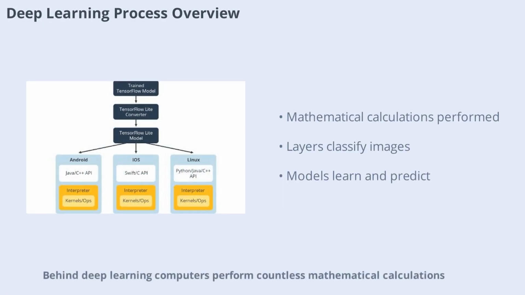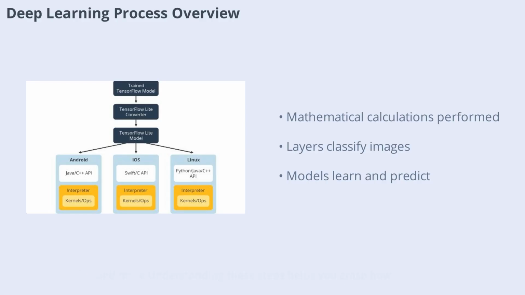Behind deep learning, computers perform countless mathematical calculations. Let's break down the process from input layer to hidden layer and output layer. Using the MNIST fashion dataset, we'll see how each layer works to classify images of clothing, shoes, bags, and more. Understanding these steps helps you grasp how deep learning models learn and make predictions.